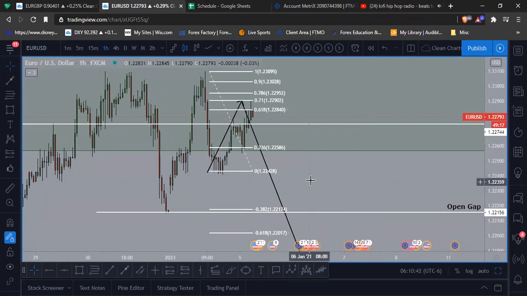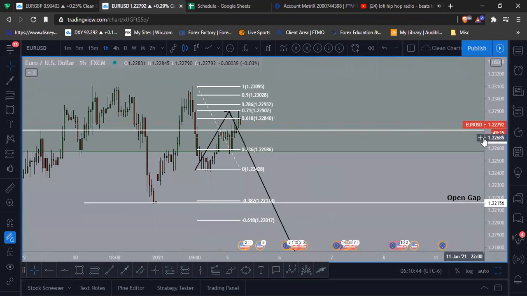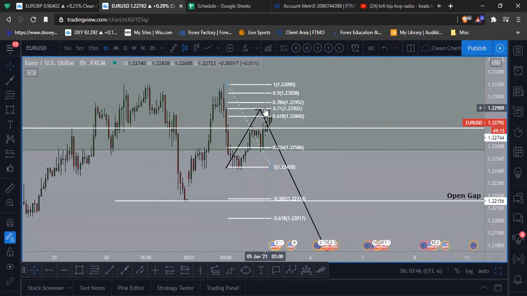So EUR/USD, I kind of had the same thing. I had already posted this in my chat, and it did come up to the 71% fib. Dang, I should have put an alert here, but it's okay. So yeah, price may actually start looking to tumble down here, but if I can get price to come back up here to 1.22900, that would be awesome.